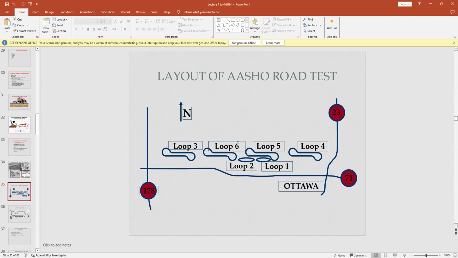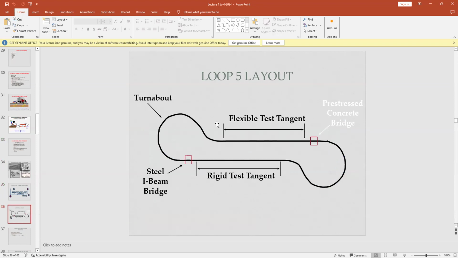Now, you can see the truck is moving from one point to here. Say it's a flexible pavement, then it will come around and use the rigid pavement. So they can detect the damages. Another, you see, is the flexible test section, then the rigid test section, then they have pre-stressed concrete bridges between them.